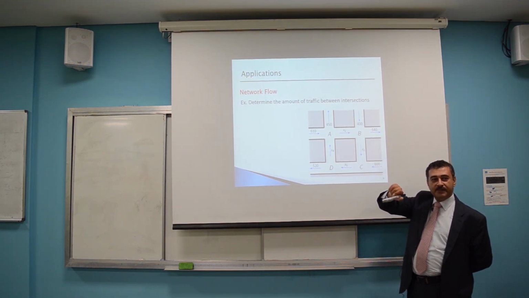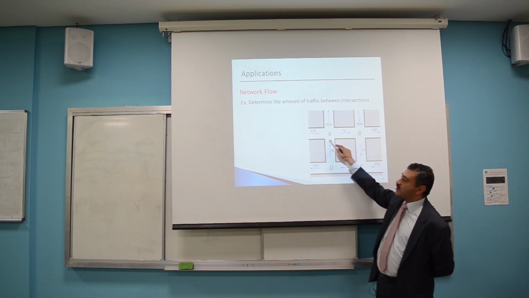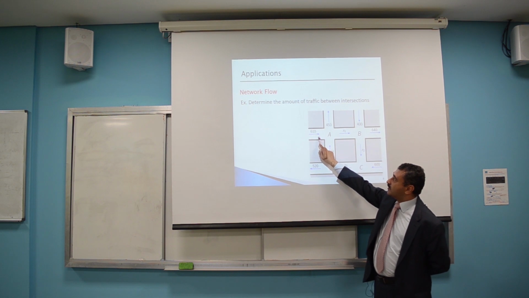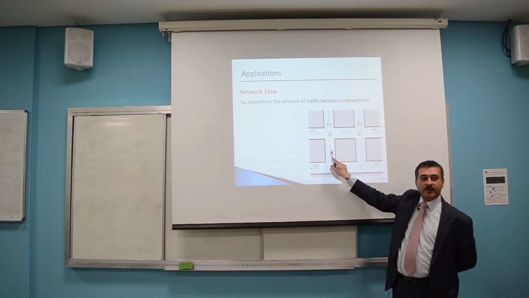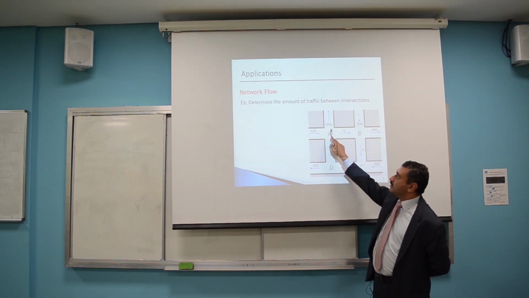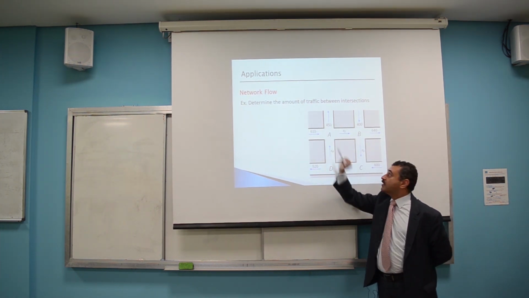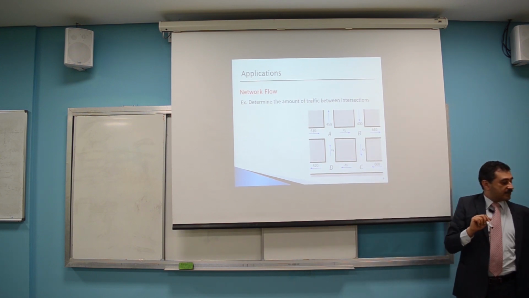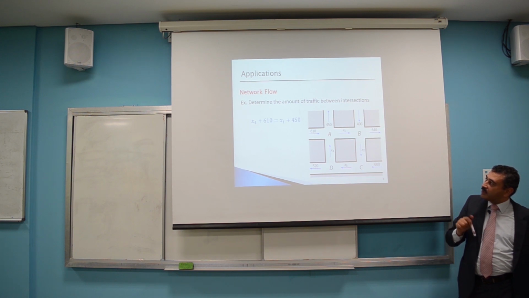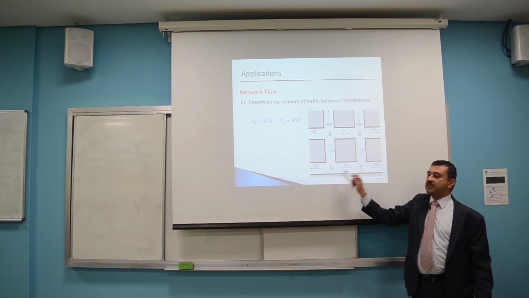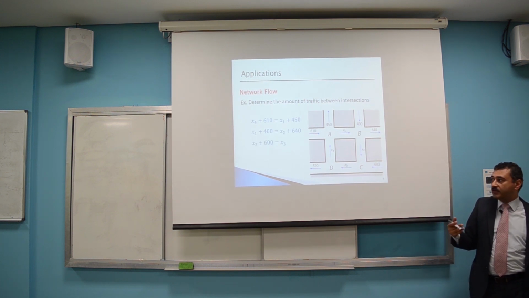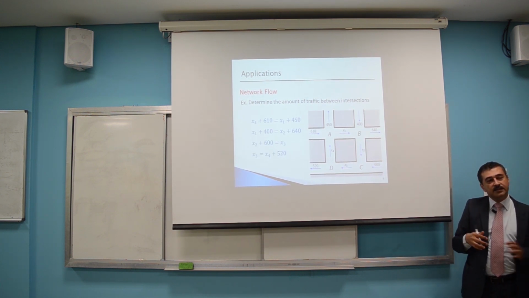Assuming no parking on these roads, okay? So if you take, for example, this node, 610 plus x4, these are the number of vehicles entering this node, must equal x1 plus 450, right? So this is for node A. And you repeat the same for nodes B, C, D. So you write some equations, and we are going to solve these equations, right?